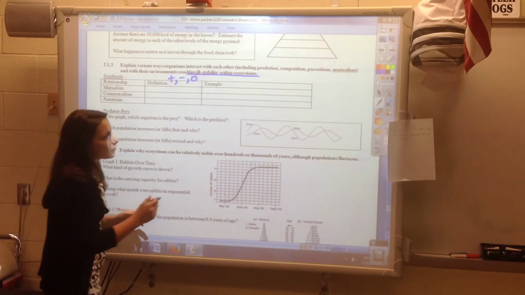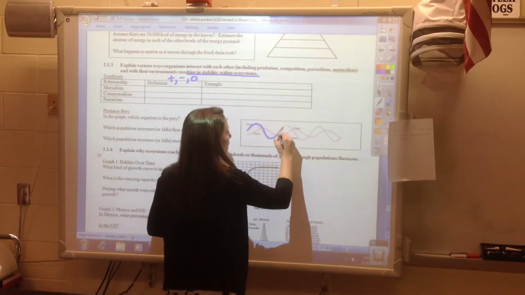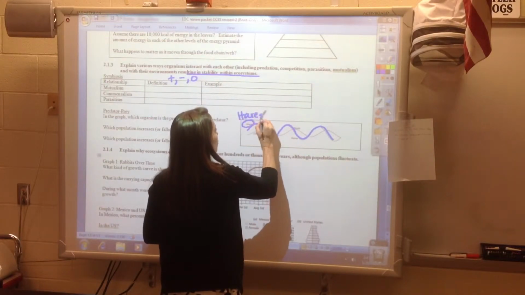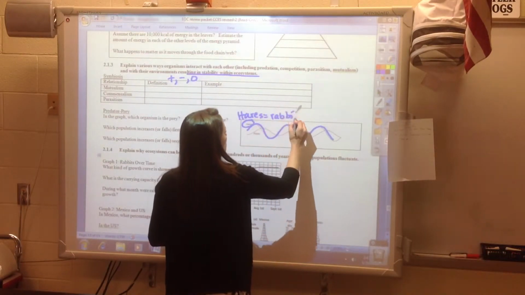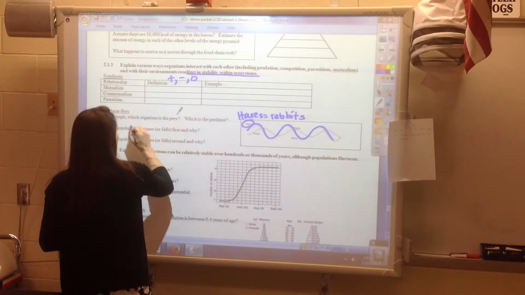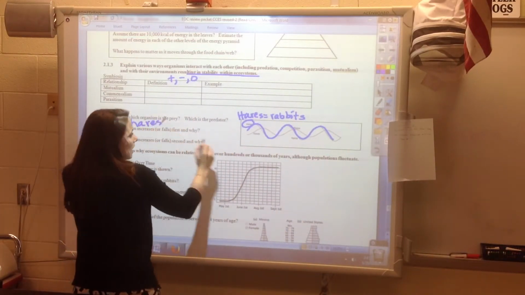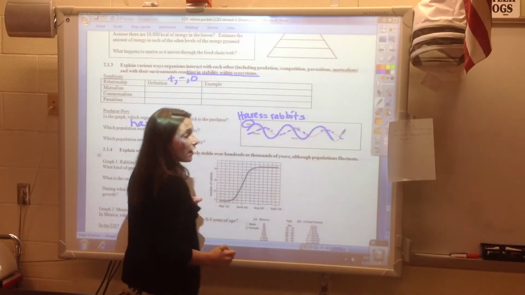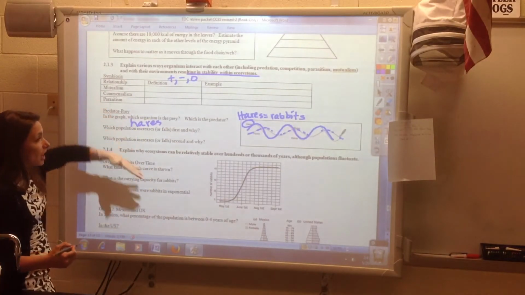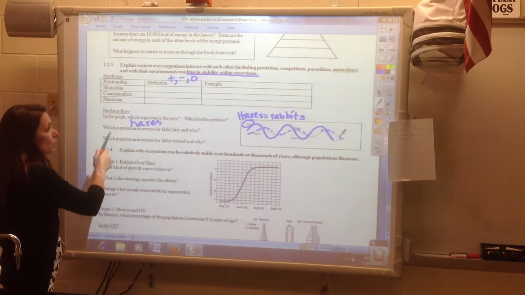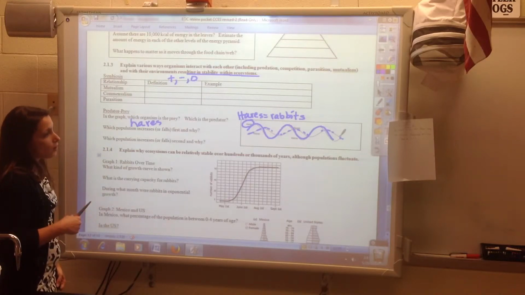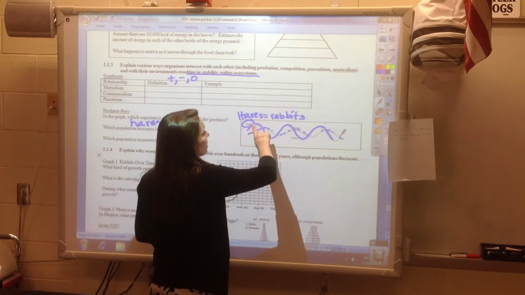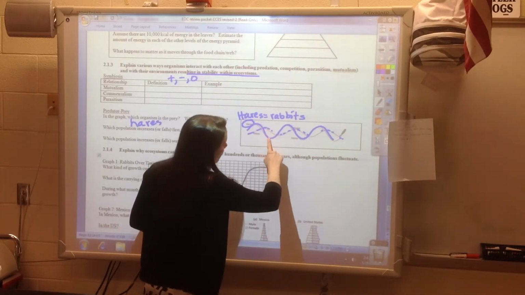This might be really hard for you to see, but this line that goes like this, these are the hares. And the hares are rabbits, and they are the prey. And this line that I think is dashed on yours, this is the fox. And so we see this interaction between the fox and the hare. Which population increases or falls first? So if you look at this example, we see that the hare increased first, but then the hare fell first.